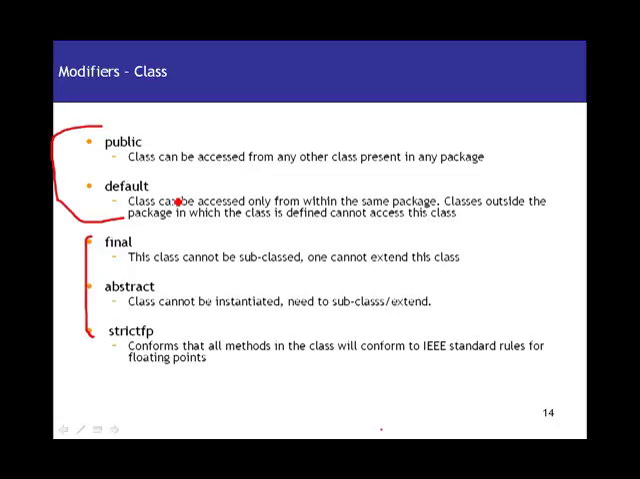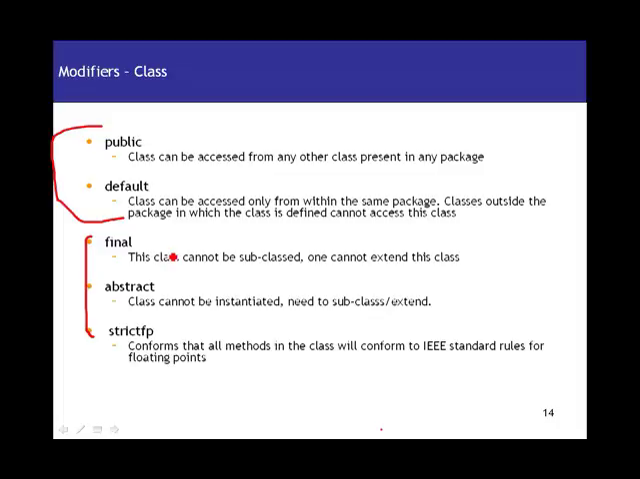The other non-access modifiers are final, abstract, and strictfp. When you say a class is final, you mean that the class cannot be subclassed. So if a class A is final, you say final class A.